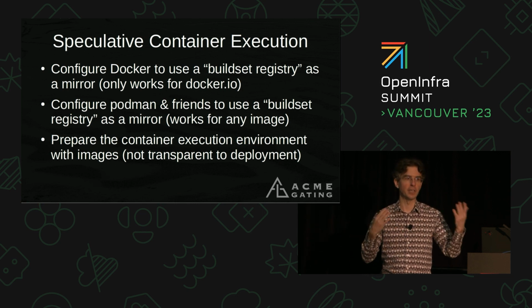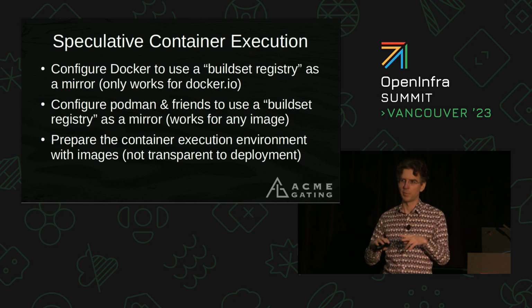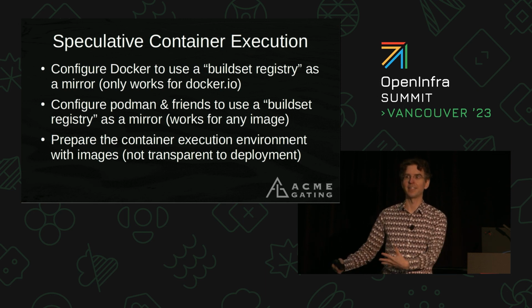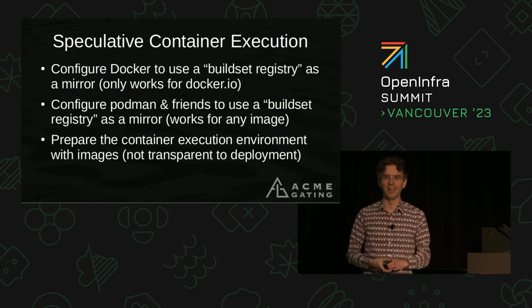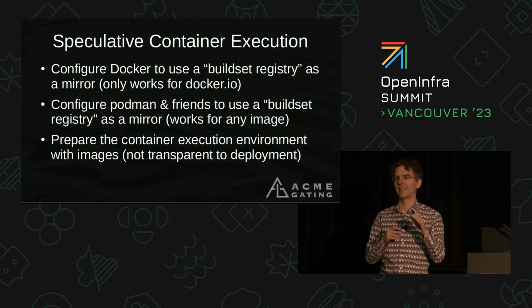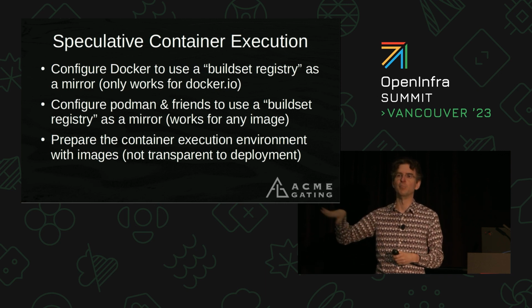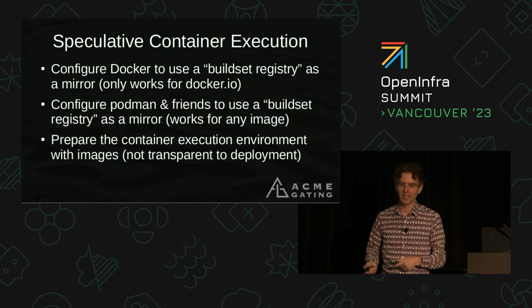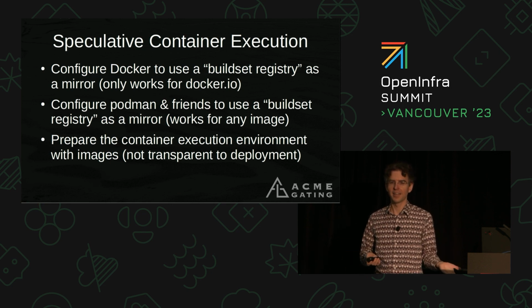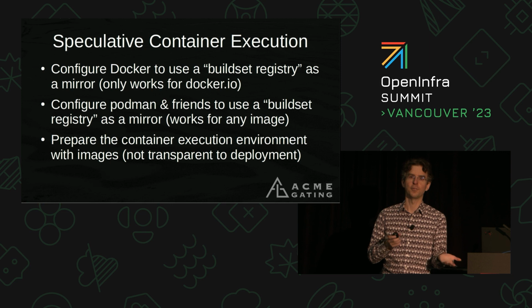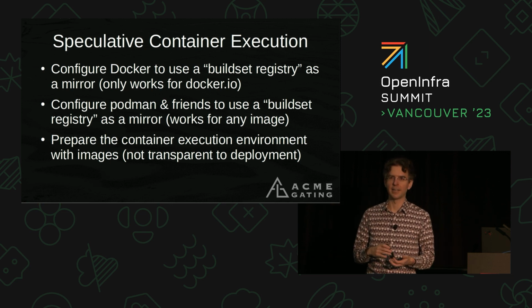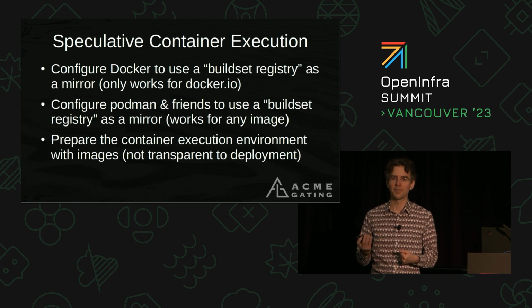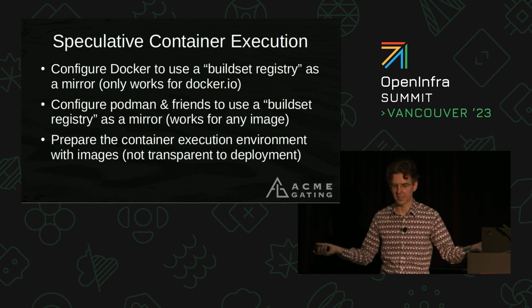And what we do in OpenDev in this case is we configure something called a build set registry, which is, you guessed it, an ephemeral registry that only exists for the lifetime of this test. And we put the images that the test needs in there, and then the job uses them sort of transparently. Now, if you're not using Docker Hub, then probably what you should do is not use the Docker command line, instead use Podman or its friends. If you're doing that, you can configure build set registry mirrors no matter where your images are hosted.